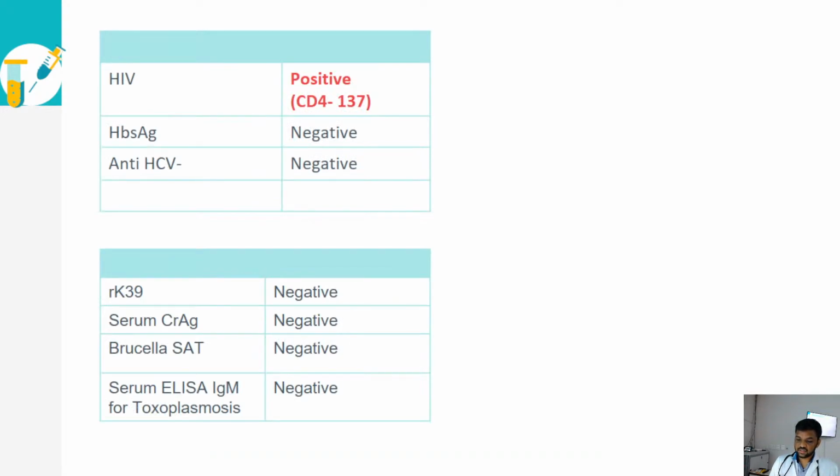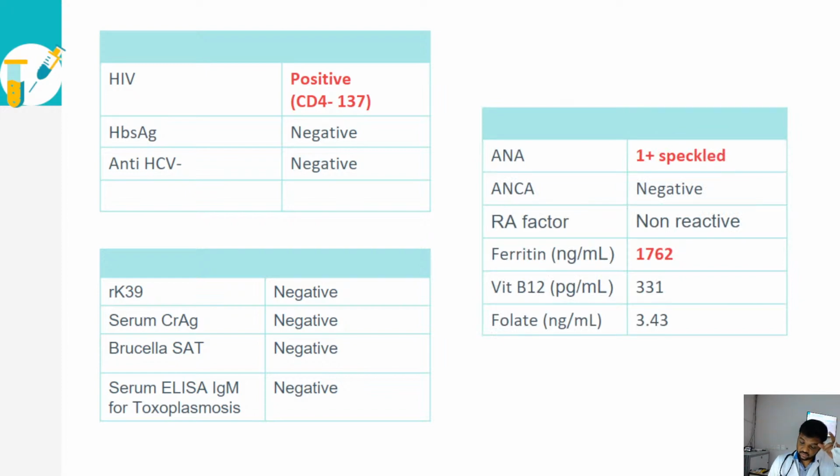For serum studies, HIV was positive with CD4 of 137, HBsAg was negative, and anti-HBc was negative. After getting the retropositive status, we further evaluated for other co-infections. Serum cryptococcal antigen was negative, Brucella SAT was negative, and toxoplasma IgM ELISA was negative. Among the lower differentials, we had kept vasculitis. ANA showed a 1 plus speckled pattern, but it is very non-specific. ANCA was negative, RA factor was non-reactive, ferritin was elevated, and B12 and folate were within normal limits.